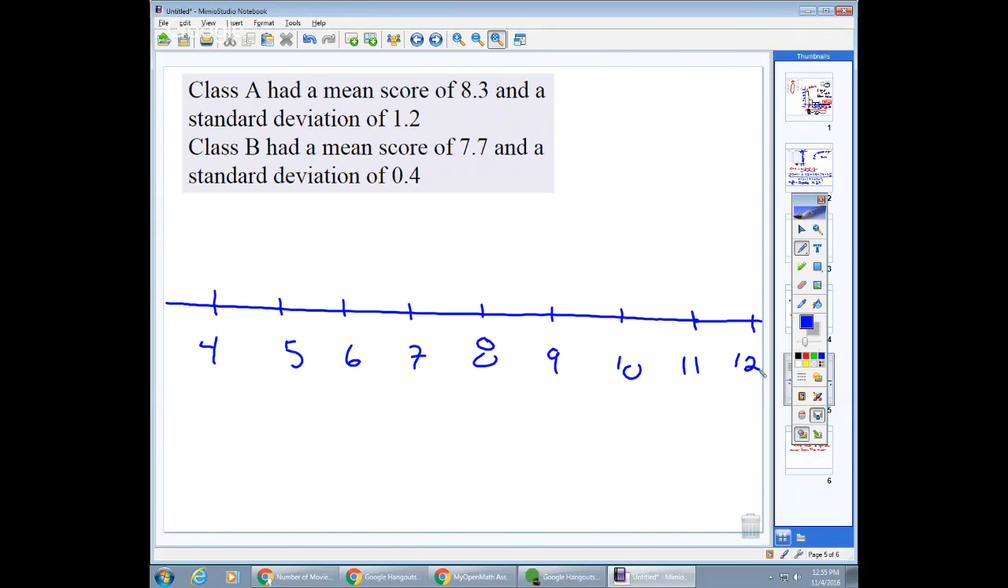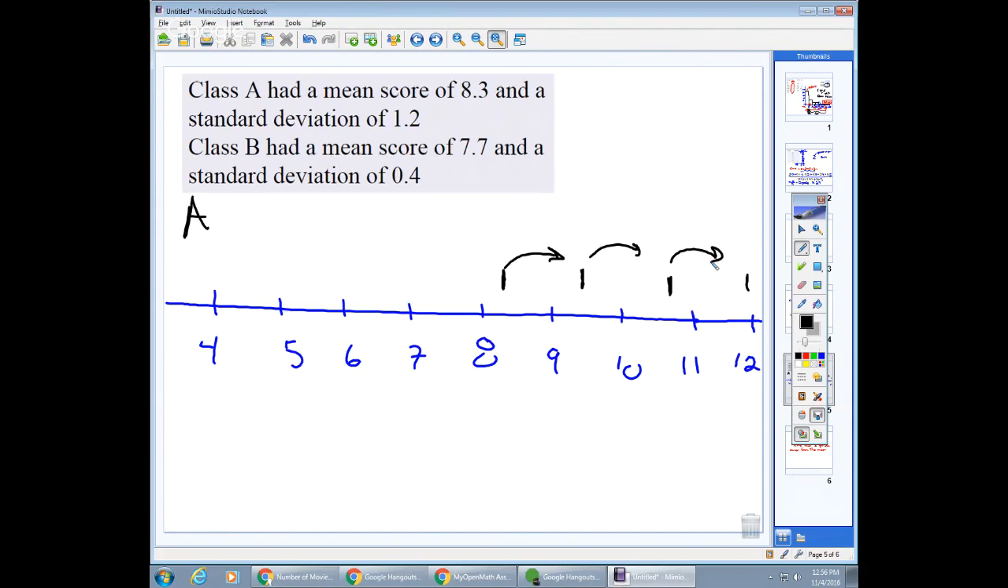So then I'm going to mark class A above and class B below the number line so I can kind of make sense of it. So we'll put A information up here. A had a mean of 8.3, so that's right about here. And the spread is 1.2. If I go 1.2 to the right, where does that put me? 9.5. So right here. And then we jump 1.2 again. 10.7, about here. And then 11.9 would be the next one, about over there.